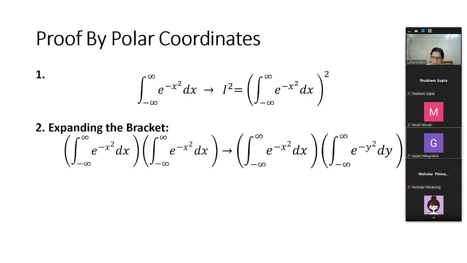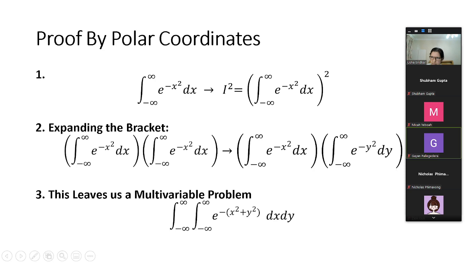So with this in mind, we're going to keep the first integral with respect to x, but the second with respect to y. The integral can be written as a product of these two, and by using exponential laws we can combine the exponent further. And now we're left with the double integral with respect to x and y, leaving us a multivariable calculus problem.